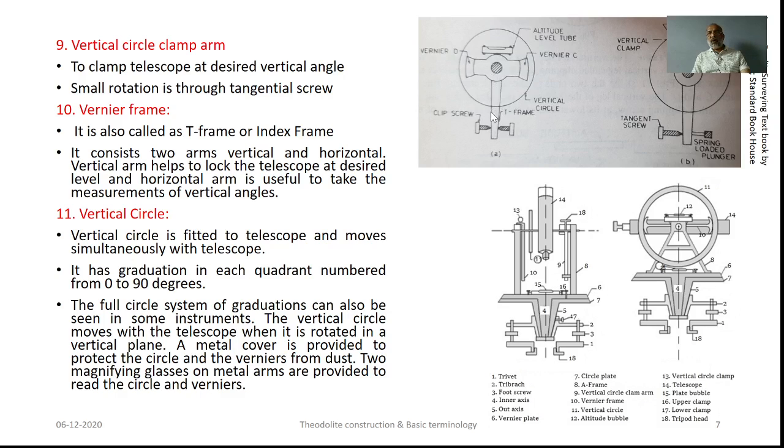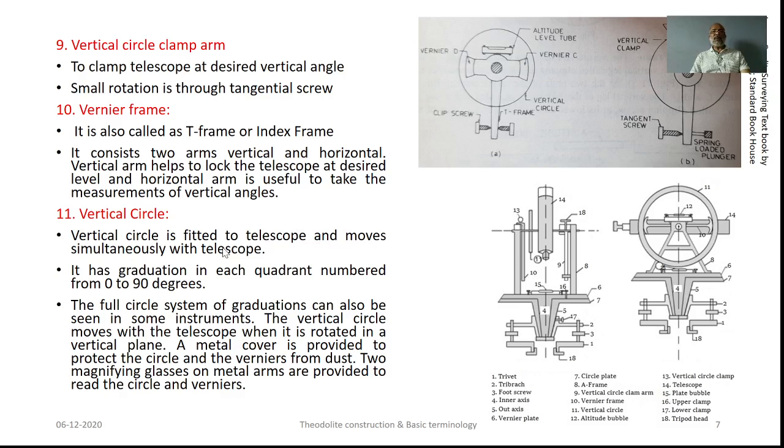Whereas the lower arm is called the clipping arm. It is provided with a clip screw. In turn, this clip screw is provided with a fork and a spring loaded plunger, so that whenever we wish to make a certain permanent adjustment of the equipment, it can be used. Under normal circumstances, one is not expected to touch this clip screw.